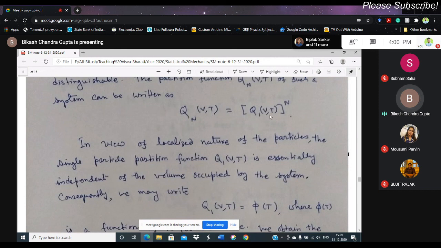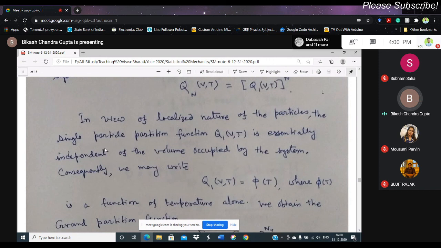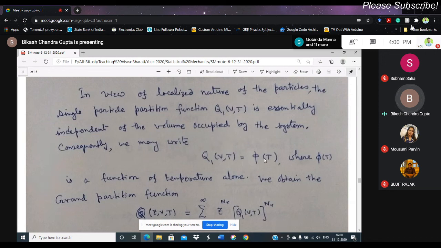In view of the localized nature of the particles, the single particle partition function is essentially independent of the volume occupied by the system, right? So therefore, you can simply write q1(V,T) as some function of temperature in case of localized systems, or systems with localized particles. In that case, volume is not going to play any role, and therefore q1(V,T) can be expressed as a function of temperature alone.